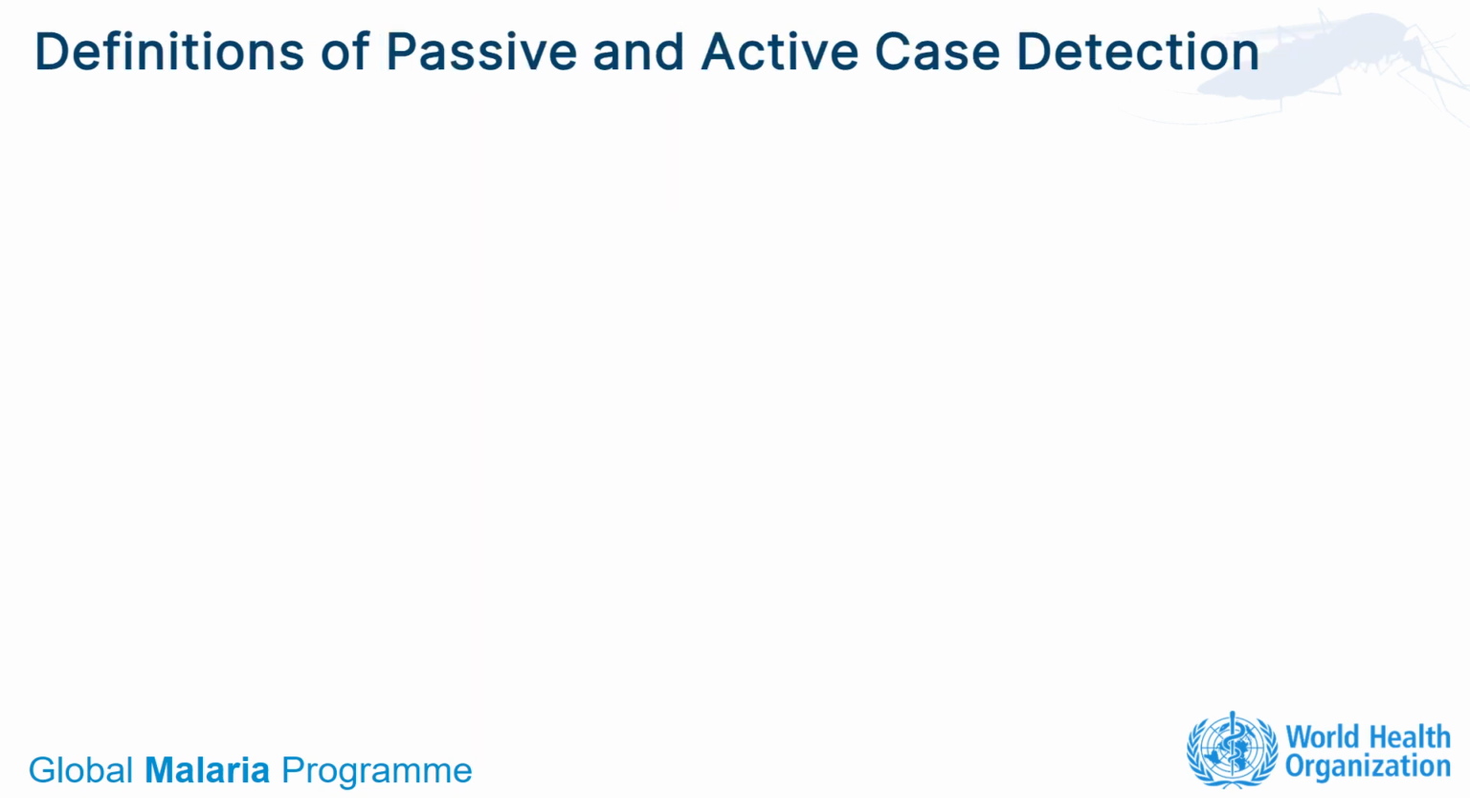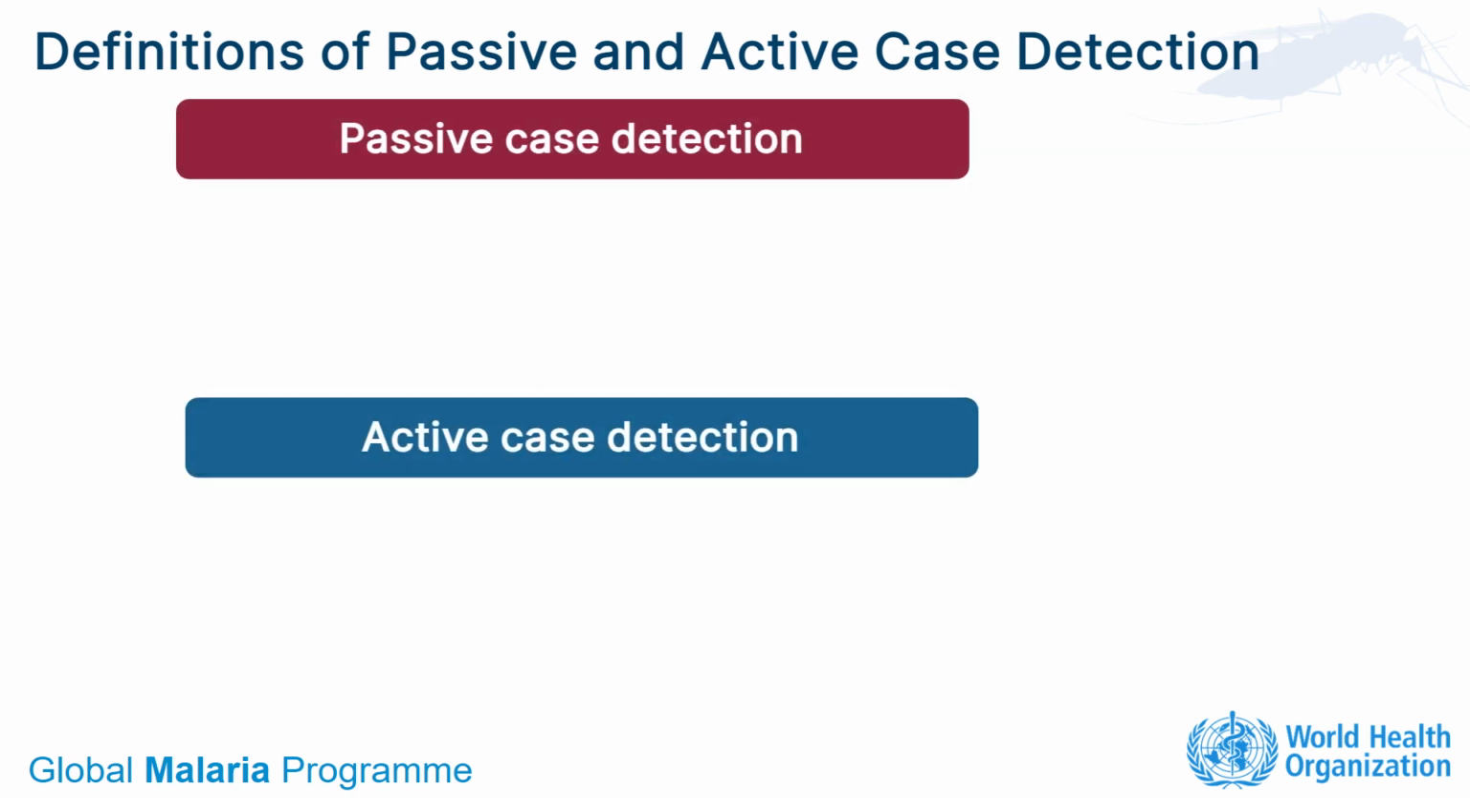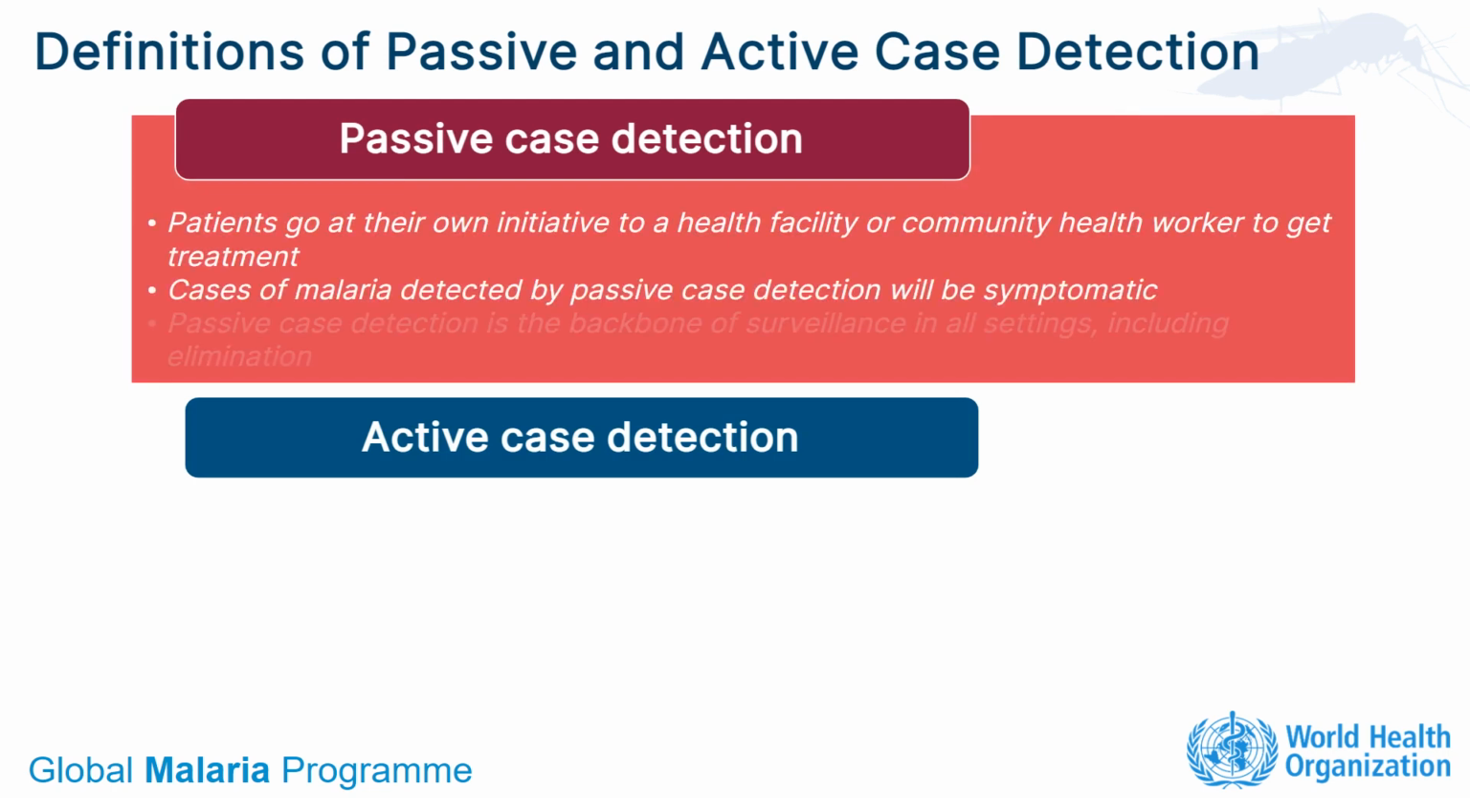Suspected malaria cases can be identified through two methods: passive and active case detection. Passive case detection, or passive surveillance, means that patients seek care for an illness at health facilities or community health workers on their own initiative. By definition, cases that are detected passively will be symptomatic. We say that the case is detected passively because there is no need for a health worker to go out into the community to seek out the case.